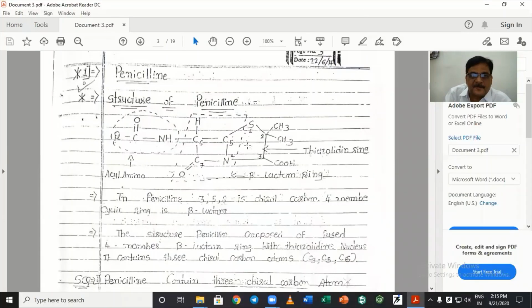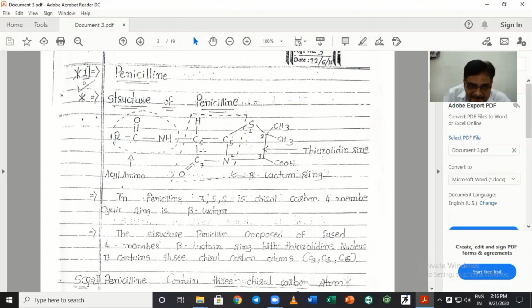In continuation of our discussion of penicillin, we discussed the structure of penicillin. As we discussed, this is the acyl amino side chain where R is different. Here also is the beta lactam ring structure with the thiazolidine ring structure. Here we give the numbering: sulfur is number 1, at 2 there is a dimethyl group, 3 is a free carboxylic acid group, 4 is the tertiary nitrogen, then 5, 6 and 7. So this is the numbering of atoms. In the chemistry of penicillin, numbers 3, 5 and 6 are chiral carbons.